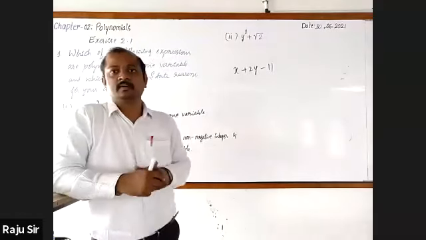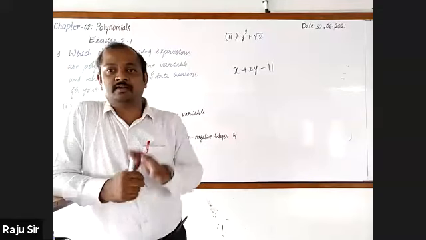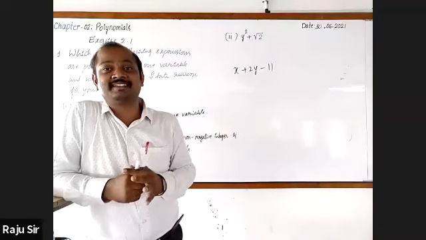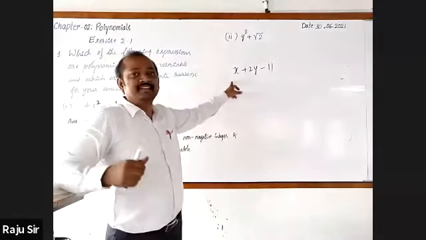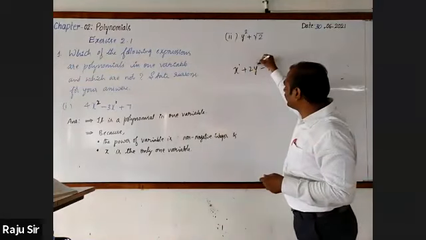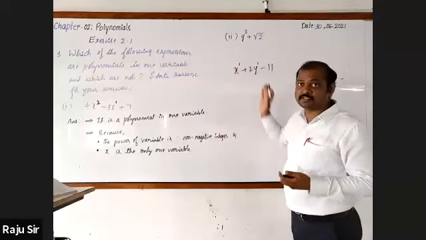You tell why it is so. Lavanya is the name of the girl; only she has to answer. Yes, Lavanya, get up. Sir, because the powers are non-negative. Very good. The power of the variables involved is a non-negative integer, therefore it is a polynomial.